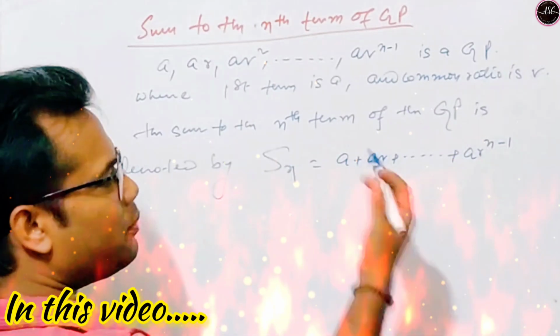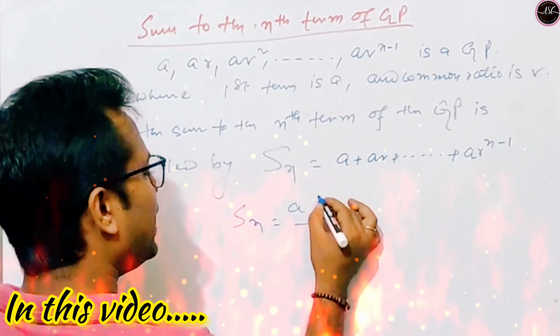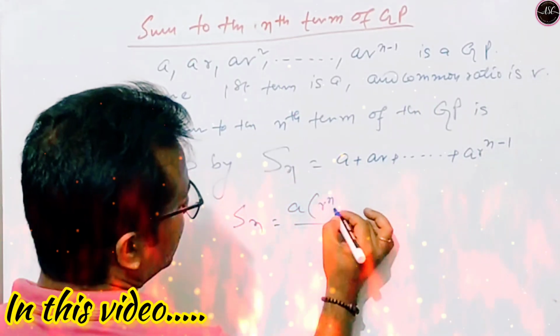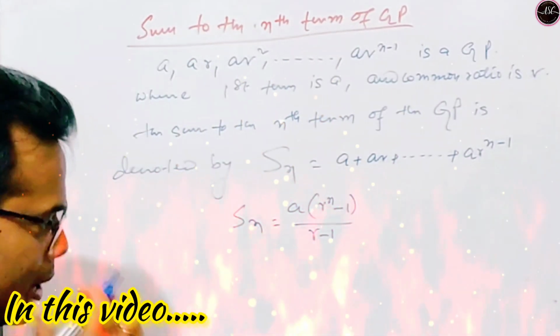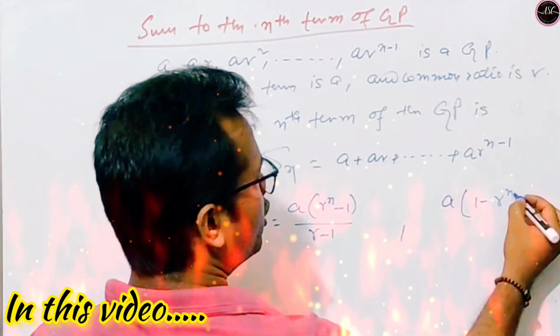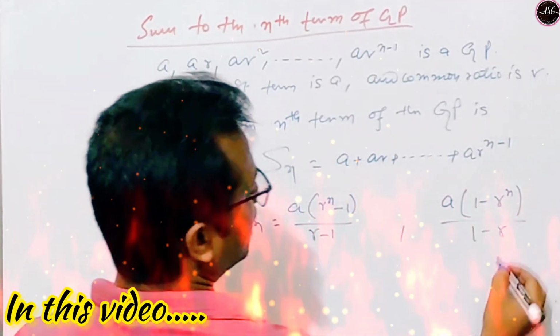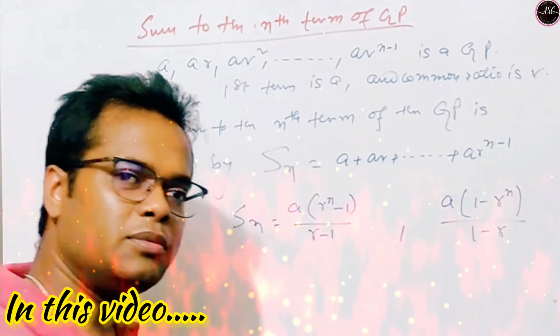What will be the formula of Sn? Just look here: Sn equals A times (r to the power n minus 1) divided by (r minus 1), and also A times (1 minus r to the power n) divided by (1 minus r). Okay, why these two types of formula?